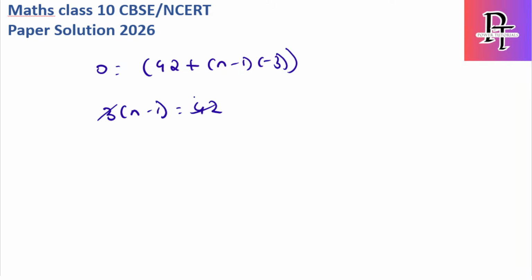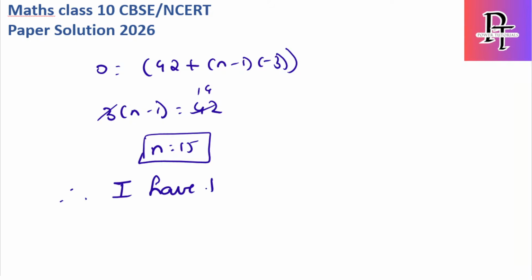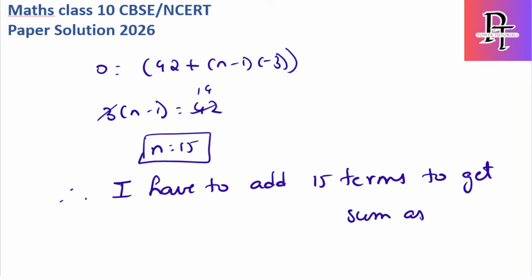So 3 ones are 3, 3 fours are 12. So the n value I got is 15. So I have to add 15 terms to get the sum value as 0. So the B part answer, n value is 15. You can also write: I have to add 15 terms to get sum as 0.